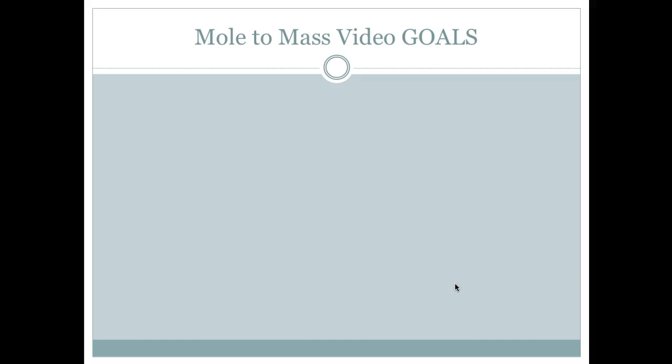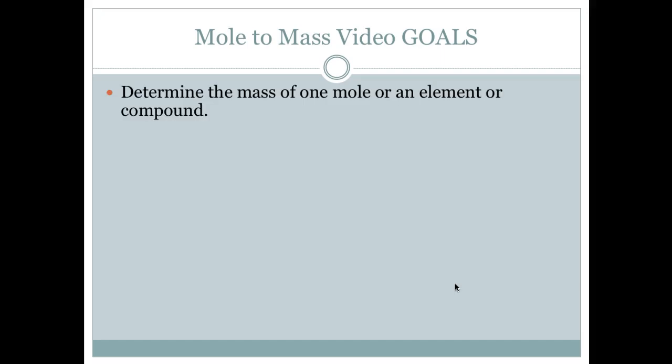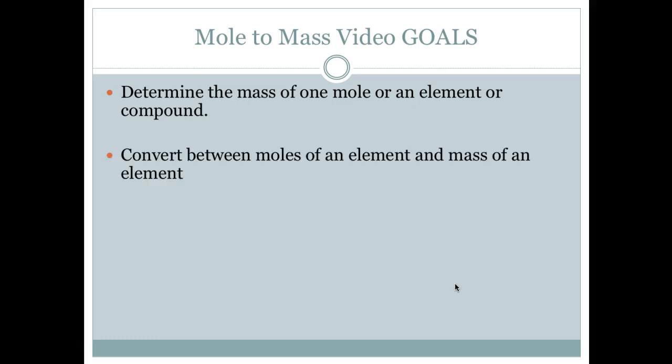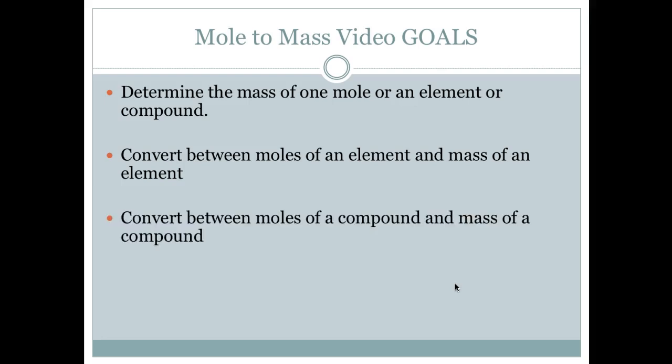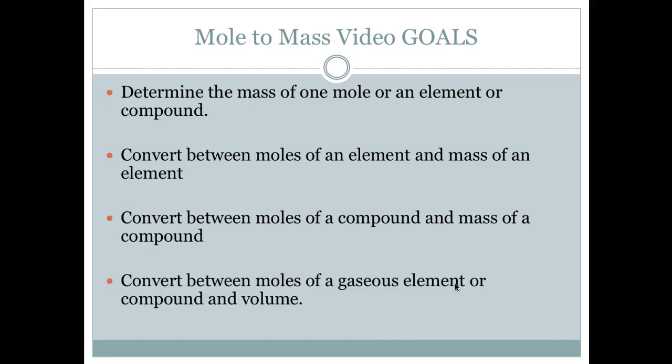Let's review our goals. First, we looked at how to determine the mass of 1 mole of an element or compound using the periodic table. Then we learned to convert between moles of an element and mass of an element. Then we learned how to convert between moles of a compound and mass of a compound. And finally, we learned to convert between moles of a gaseous element or compound and its volume.